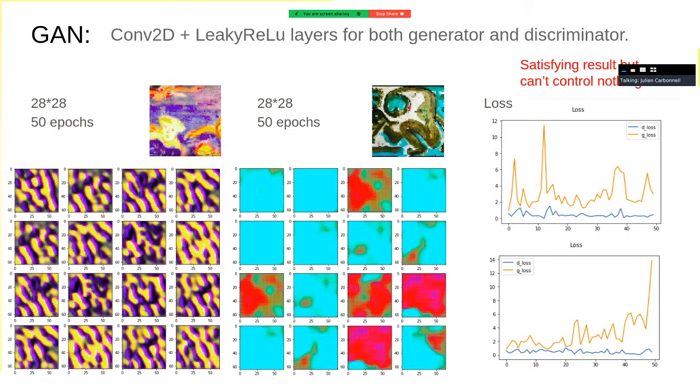And so I first started with this GAN. The first one was my baseline, I would say. It's a simple GAN using convolutional 2D layers with a leaky ReLU for both generator and discriminator, using 28 by 28 pixel pictures for 50 epochs. And actually I was very happy with these early results. It looked like it was really doable.